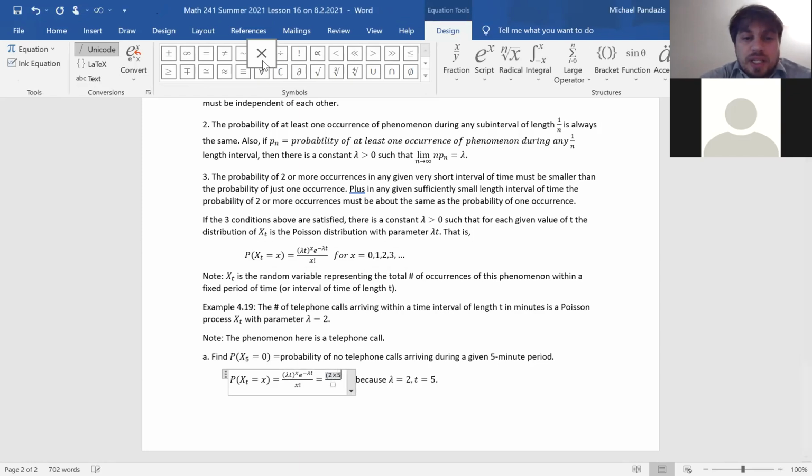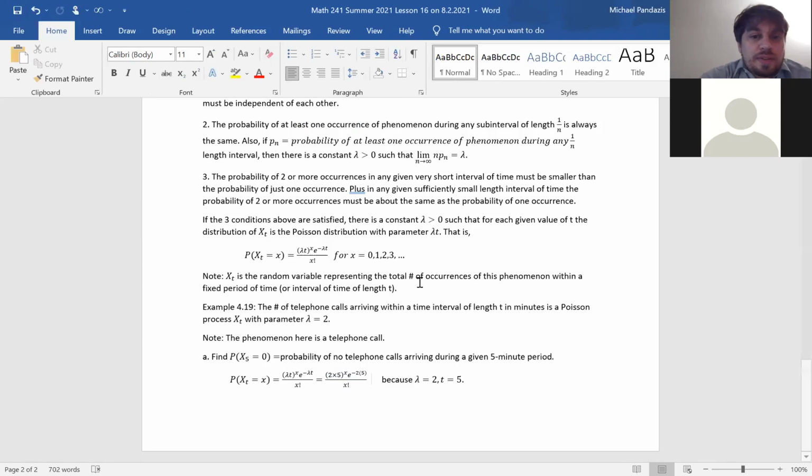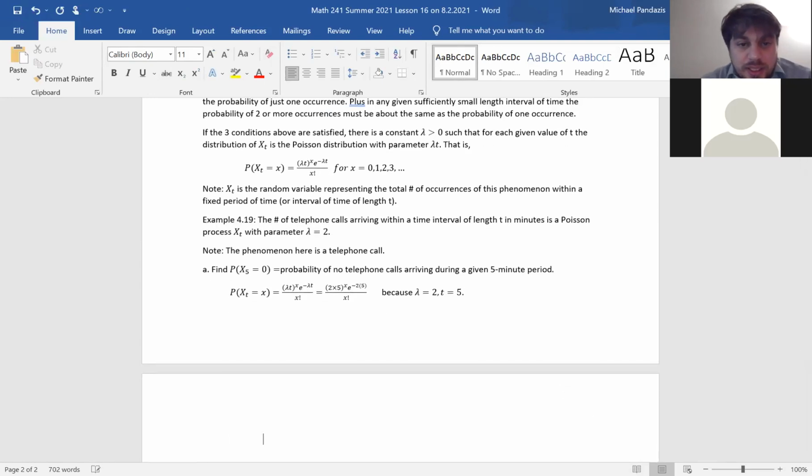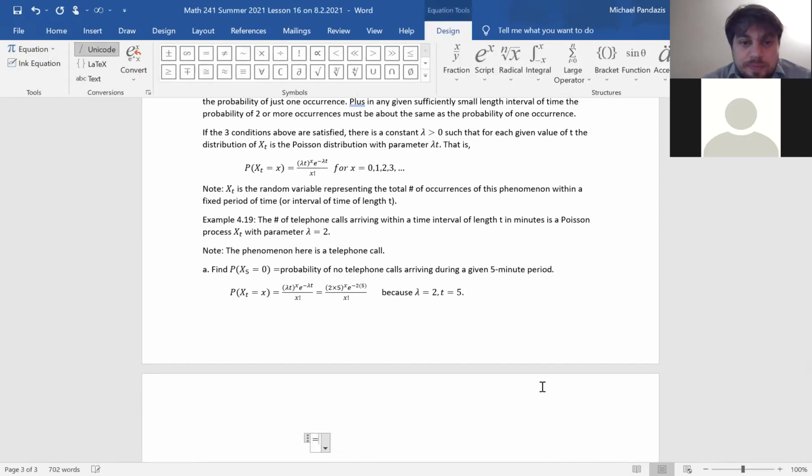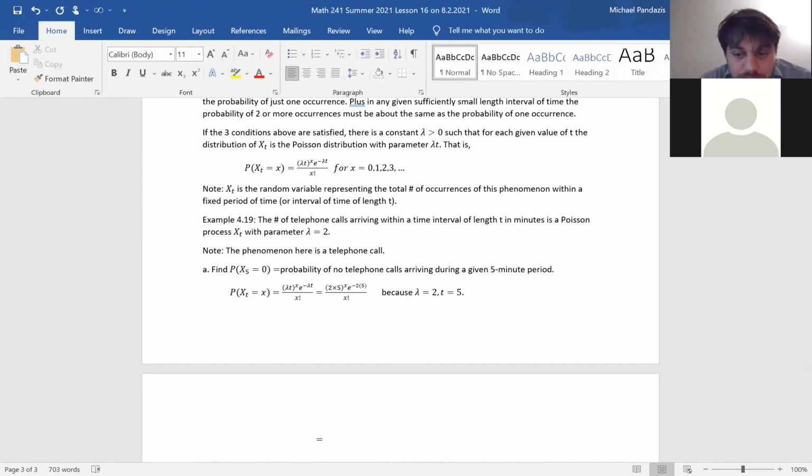So you have 2 times 5 raised to the x power times e raised to the negative lambda, which is 2. And then 2 is being multiplied by t, which is 5. And then the denominator is x factorial. So we have those things there. Then this is going to equal 10 to the x, e to the negative 10, divided by x factorial.